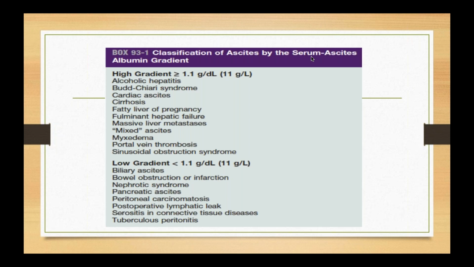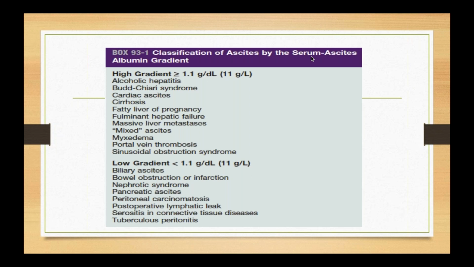So high SAAG ascites is usually due to portal hypertension, basically. Regarding low SAAG ascites, the earlier concepts of transudative or exudative ascites are now outdated. We only talk of high SAAG ascites or low SAAG ascites. High SAAG means usually due to portal hypertension, like cirrhosis and cardiac causes basically.